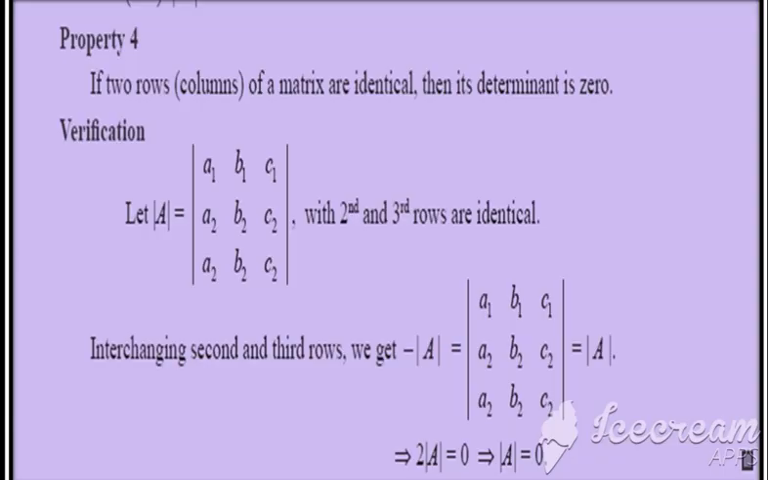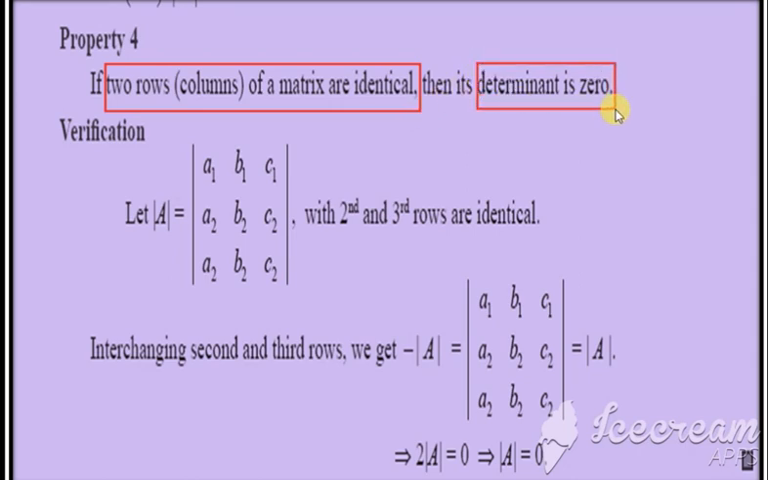Next we have property number 4. If two rows or two columns of a matrix are identical, then its determinant is 0. It is a very important property. This property is very important. In all the sums we have to use this property.